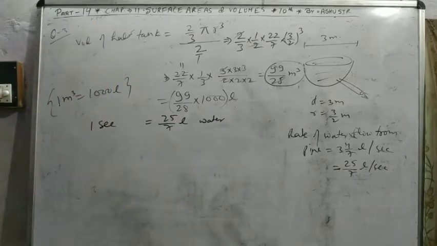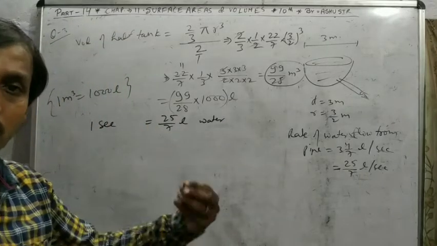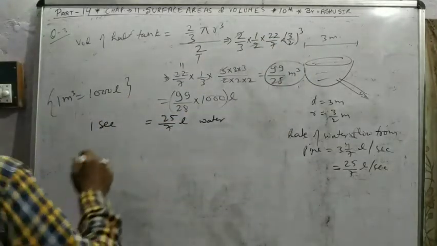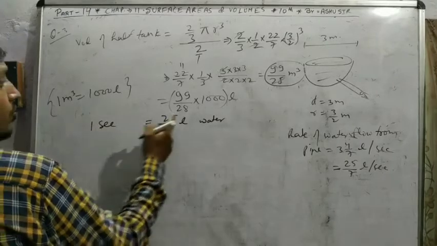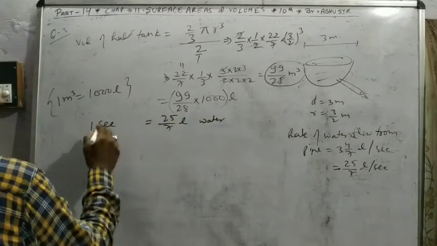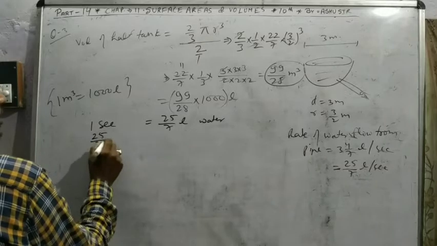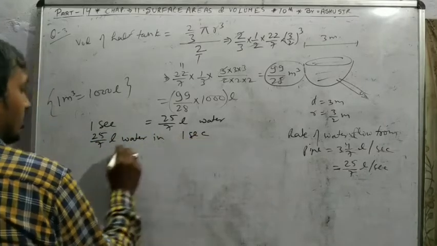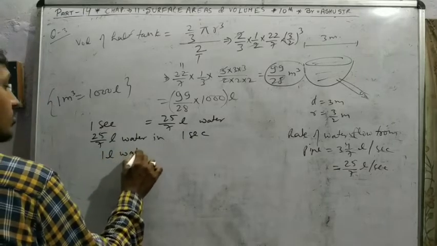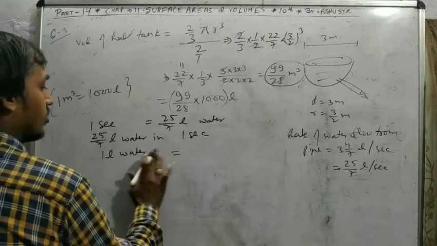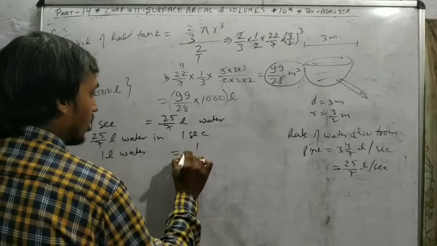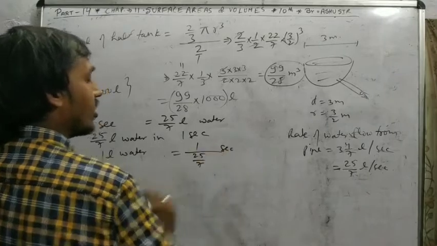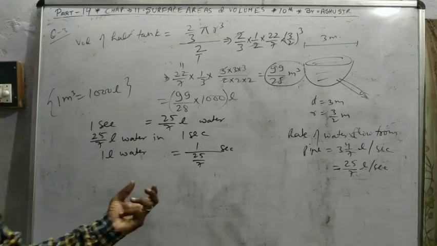In 1 second, 25.7 liters of water move out of the pipe. Then, to find the time for 1 liter, you can write the opposite: 25.7 liters of water in 1 second, so 1 liter of water takes 1 upon 25.7 second. It's simply the unitary method.